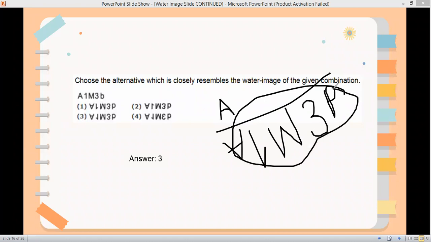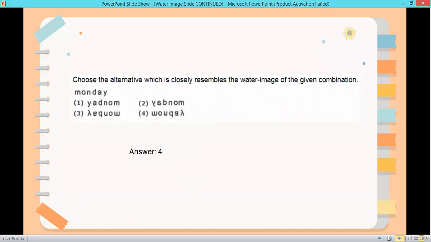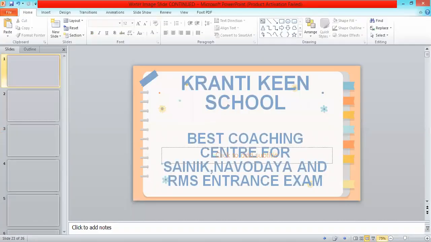Let's check which one is matching. Yeah, option 3 is matching. For your understanding, I have given the answer, but you have to practice how the answer is coming. So this is how you solve water image questions. Now let's quickly go through one of the picture image questions. I have placed many questions here.